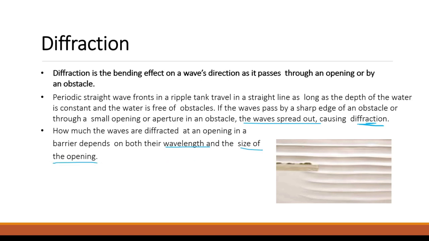So as you can see here, we have some nice uniform ripple tank waves with incident ray this way, and they're all fine, and these continue like normal. But when they hit the sharp edge of an obstacle, notice this diffraction and bending around the obstacle. We have diffraction.